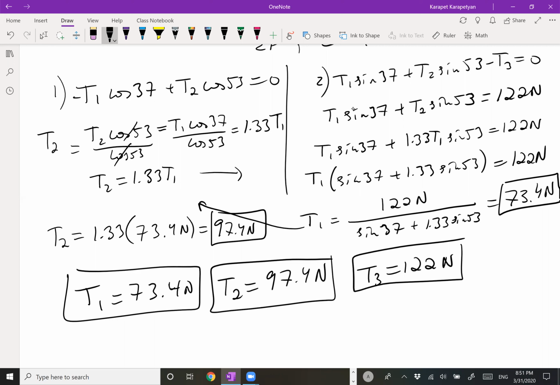Because T1 and T2 could not handle anything greater than 100 newtons, and we can see T1 and T2, both of them are under 100 newtons. That means we are safe, and the traffic light will not fall. The cables will be able to hold it.